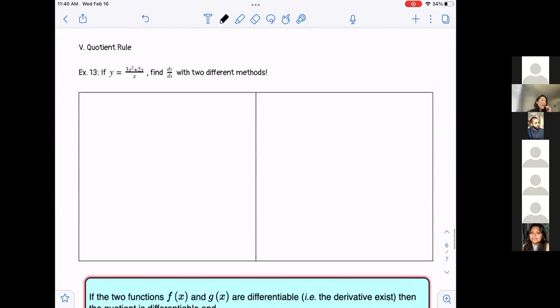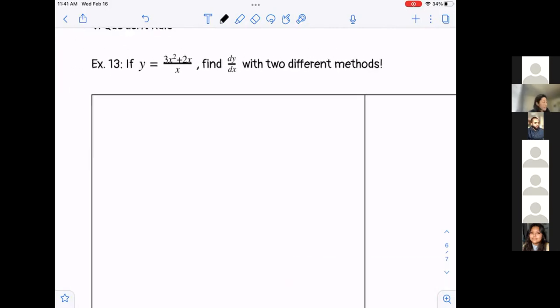The last thing that I wanted to talk about today is this quotient rule. Just like when we multiply things, we can also divide things, and they have a special rule. We're going to take a look at this example. Just like was just asked, sometimes there's more than one way to solve it, but eventually we might get to a case where we are forced to use one method. So let's take a look at example 13.